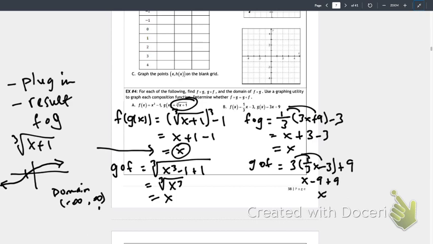So again, when I'm finding the domain of f of g, I'm going to look at what I plugged in first. So I'm going to look at the domain of this right here. Well, that's linear. It's going to be all real numbers. I'm also going to look at the domain of my result, which is also all real numbers. It's just y equals x. So my domain is from negative infinity to infinity.